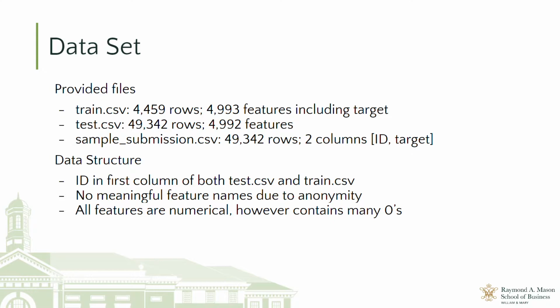The first column of both data sets is customer ID. There is also a sample submission file to illustrate desired output formatting. Just two columns, customer ID and target, meaning transaction value. Scanning through the data sets, all the columns' names are anonymized, and the values are all numerical, but with a lot of zeros, so quite sparse.